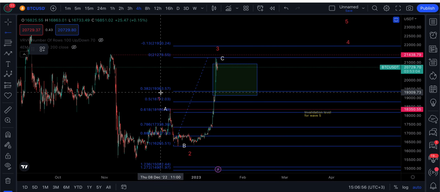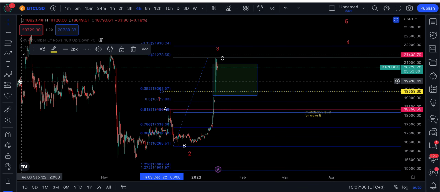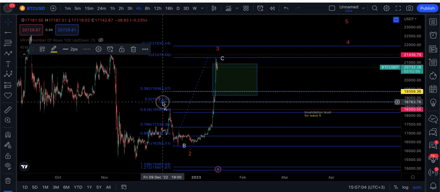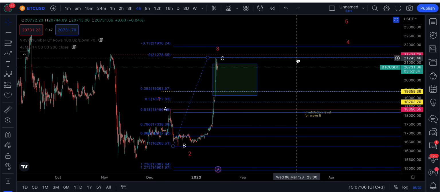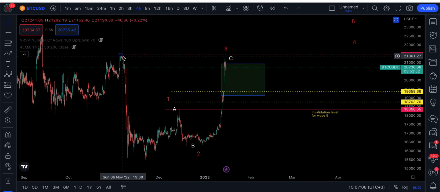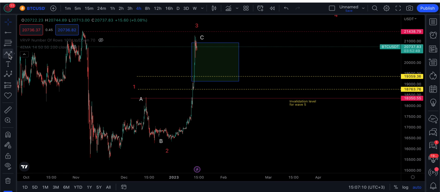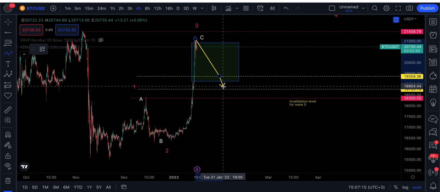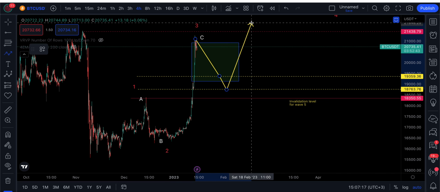Wave 4 usually retraces to 0.382 and 0.5. So if we are going to retrace, I'm expecting price to drop to this level or to this level and continue to the upside.